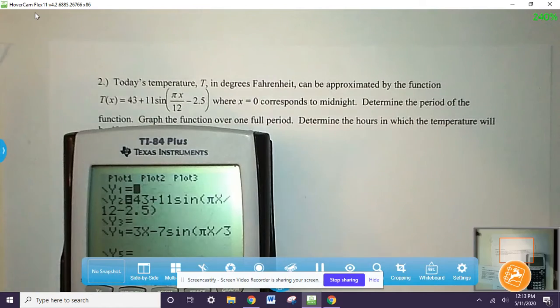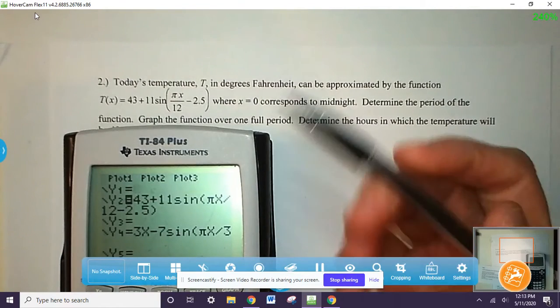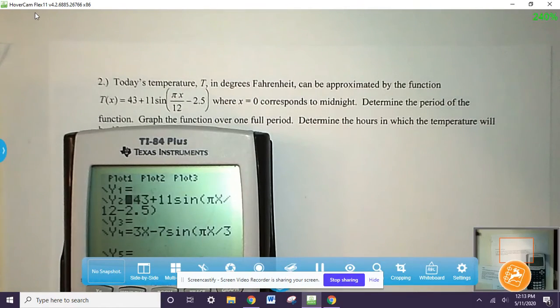You can actually keep it there. I know I just erased it, but you can keep it there so that you can just turn it off and go back to it later if you want. So kind of handy to be aware of.